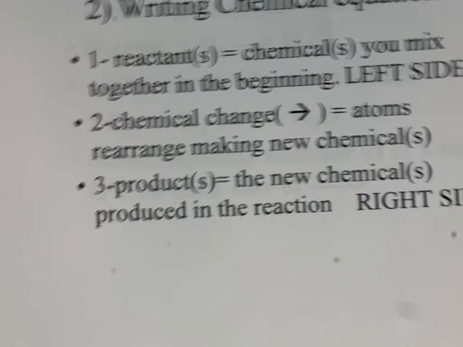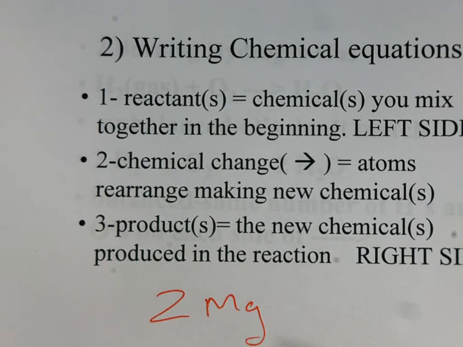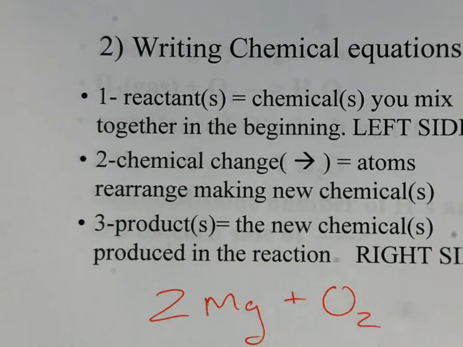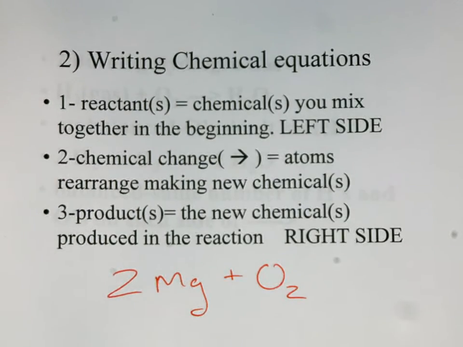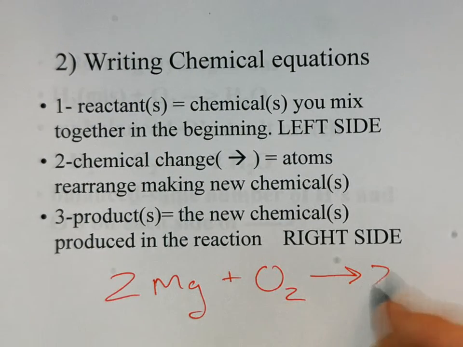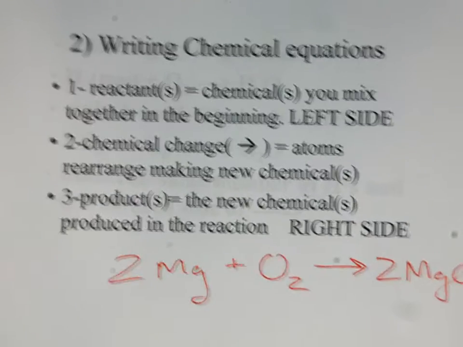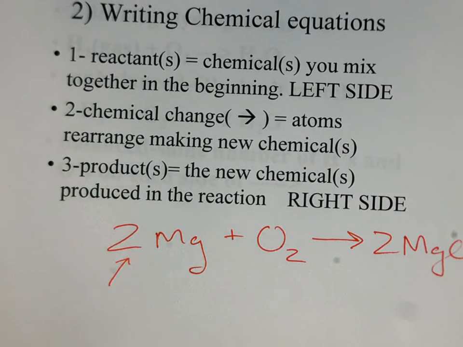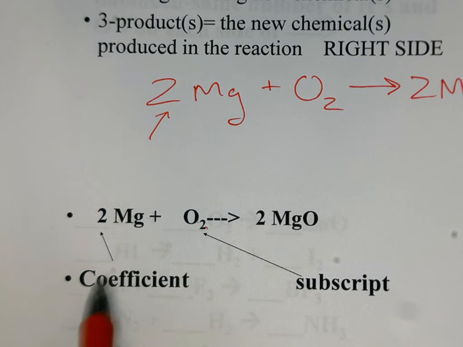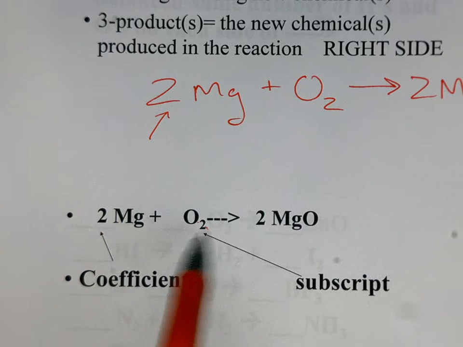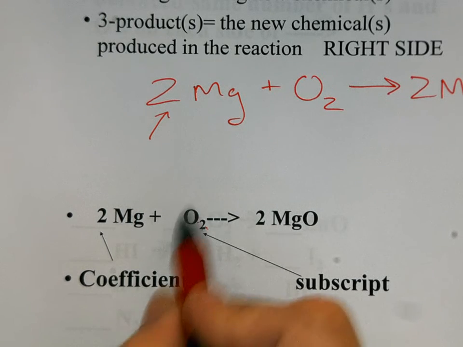So for the previous problem that we had, let's rewrite the equation. We had 2 magnesiums plus 1 oxygen gas molecule, and it'll rearrange to form 2 molecules of magnesium oxide. That's what we just wrote before. So we've got a coefficient 2. In fact, there we go. These are subscripts. You need to know the difference between a coefficient, the multiplier, and the subscript, which tells you how many atoms there are of that element.